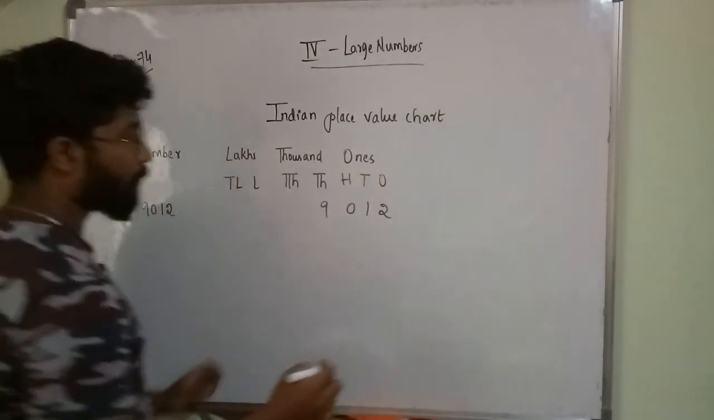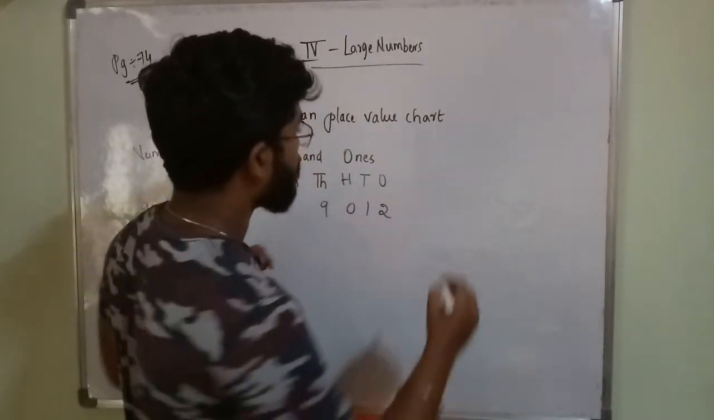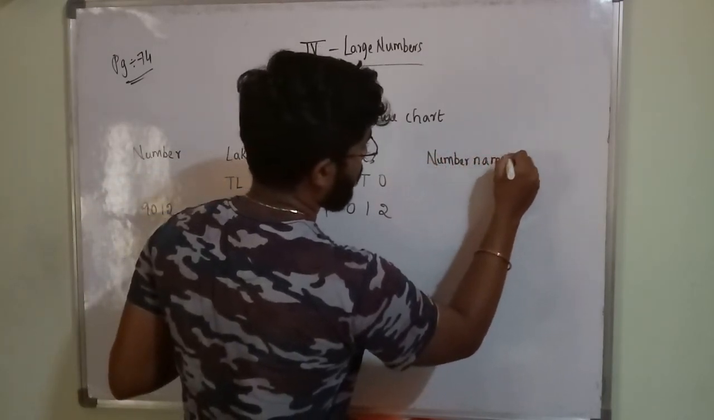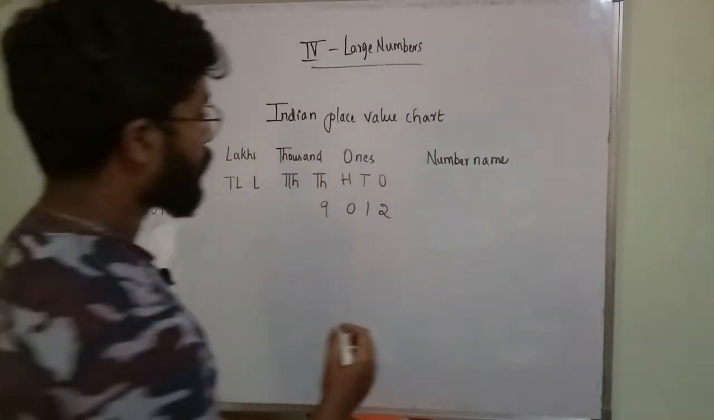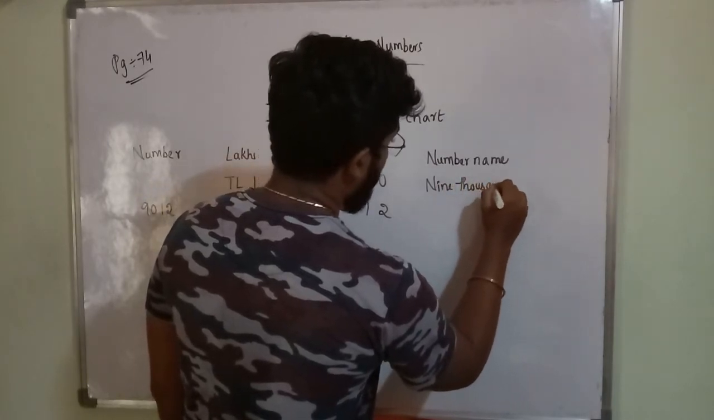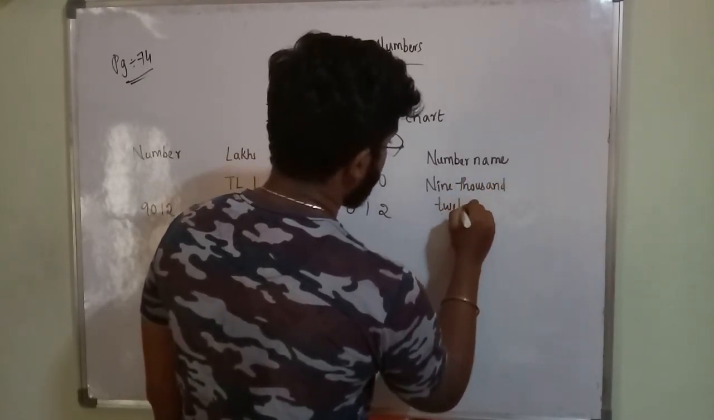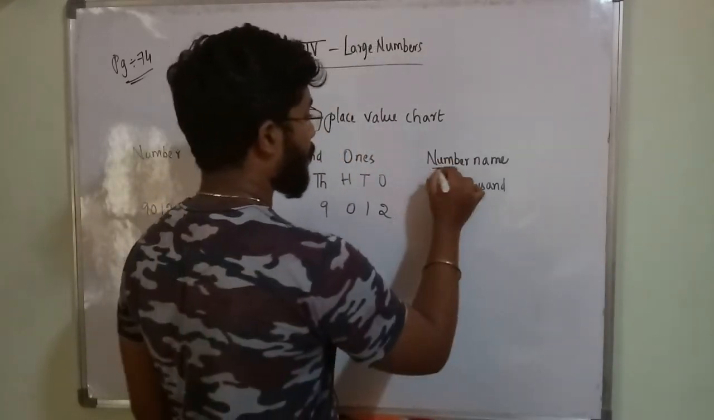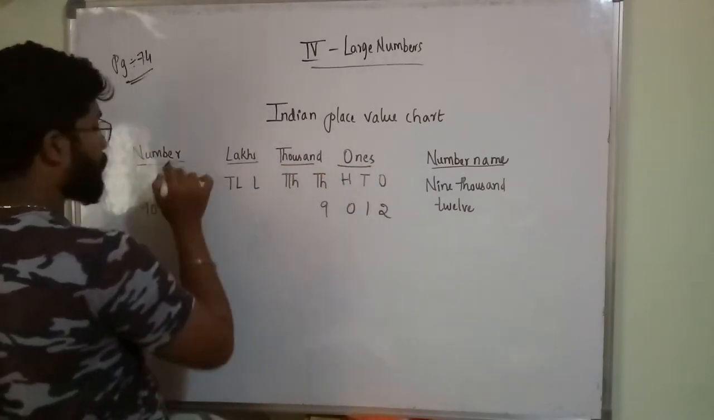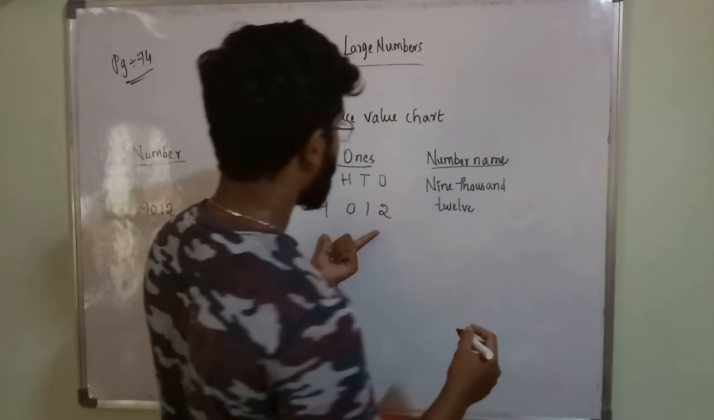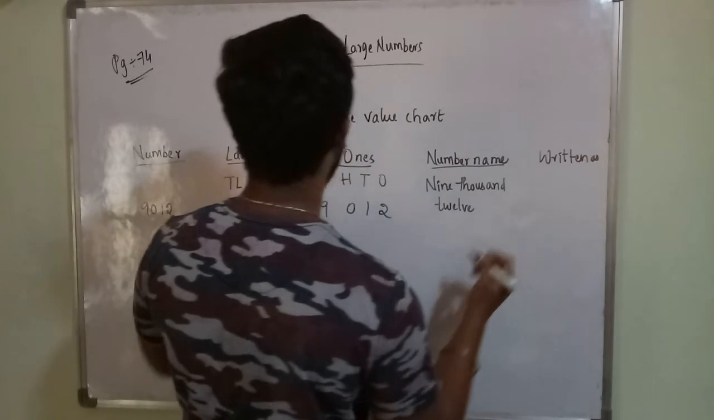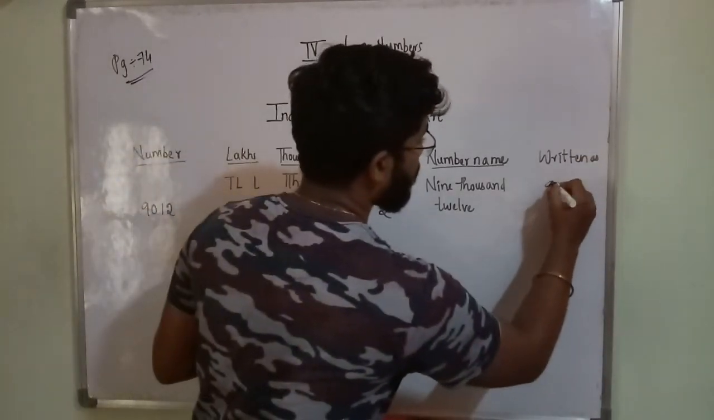Okay. What is the number name? Next he gave the number name also, no? The number name is 9012. Okay, this is the number name. These are the periods. Okay, this is the number. So if we separate with commas, how will it be in the Indian system? We are talking about the Indian system, no? So we have to separate it with commas.